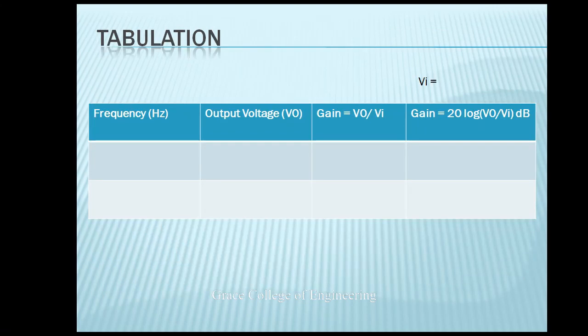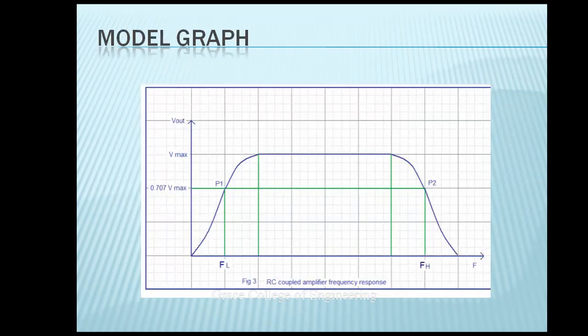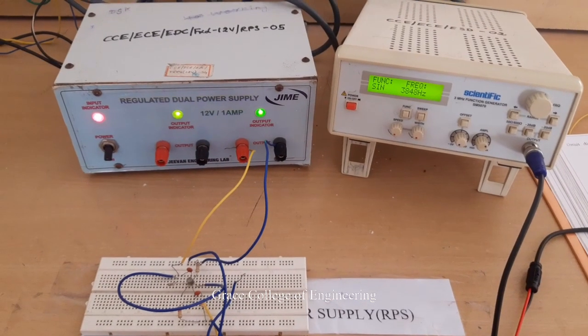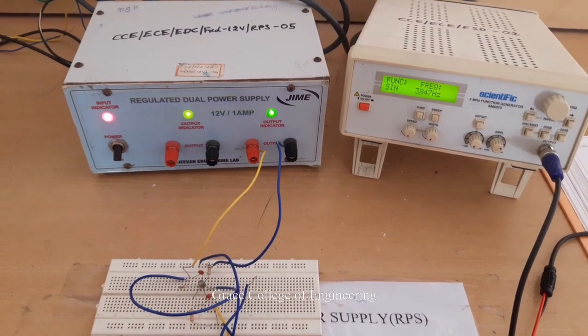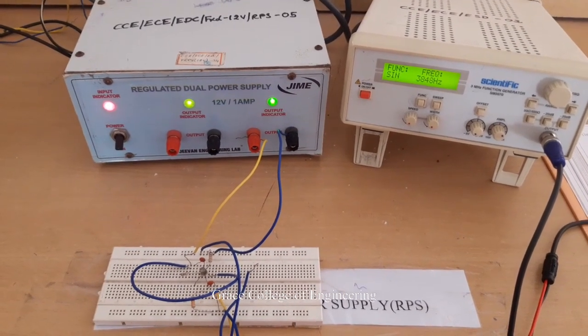So we'll be noting down the output voltage as we vary the frequency and tabulate it and calculate the gain. This is the model graph of the frequency response we'll be obtaining. In this video, we are going to see the frequency response of common source amplifier.